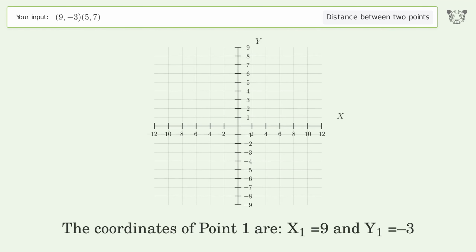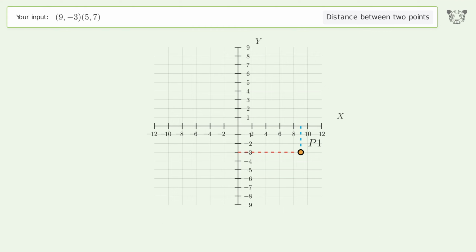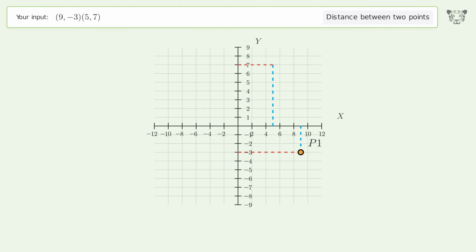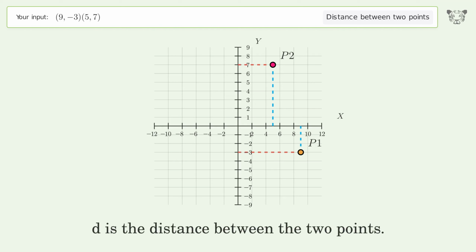The coordinates of point 1 are, x1 equals 9 and y1 equals -3. The coordinates of point 2 are, x2 equals 5 and y2 equals 7. D is the distance between the 2 points.